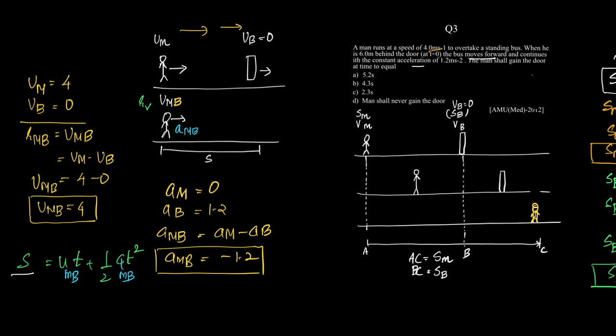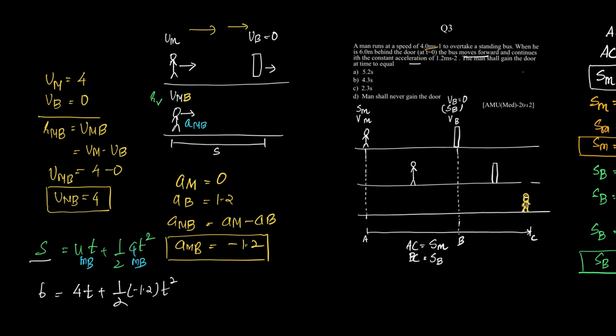What is the distance between them? It is given in the question to be 6, which is equal to, what is u_mb? It is 4 into t plus half into, what is a_mb? It is minus 1.2 into t square. Now if we try to solve this equation, what do we get? 6 is equal to 4t minus 0.6 t square. So this is equal to 0.6 t square minus 4t plus 6 is equal to 0 is the equation that will give us the solution for the time.